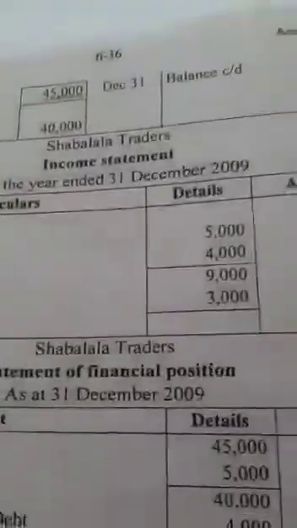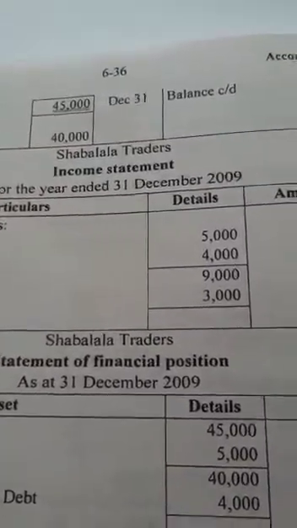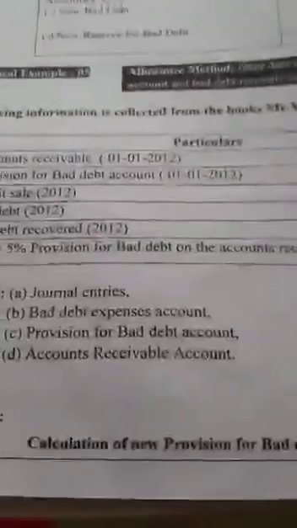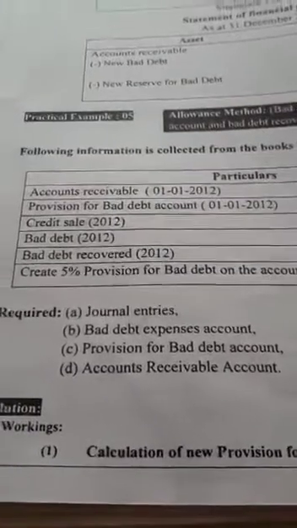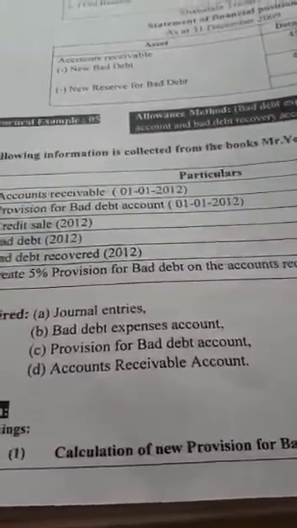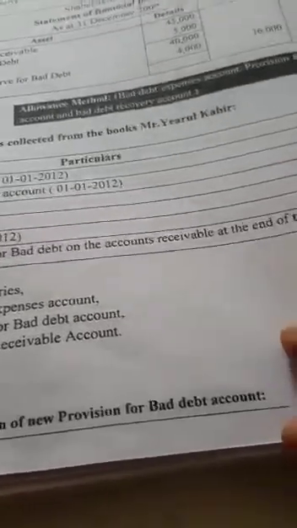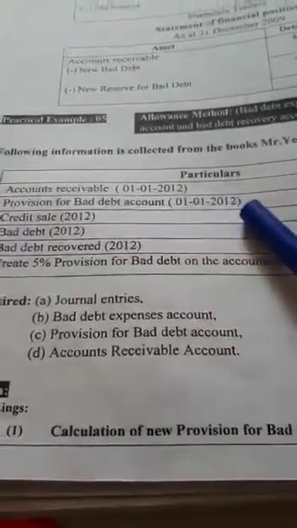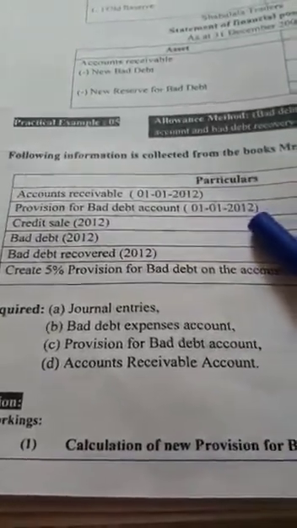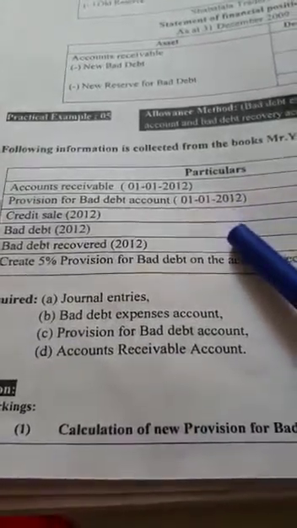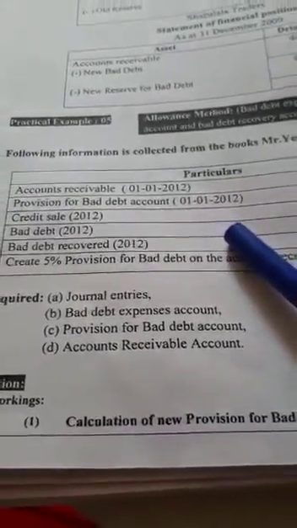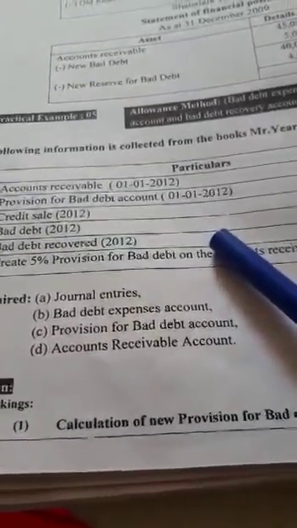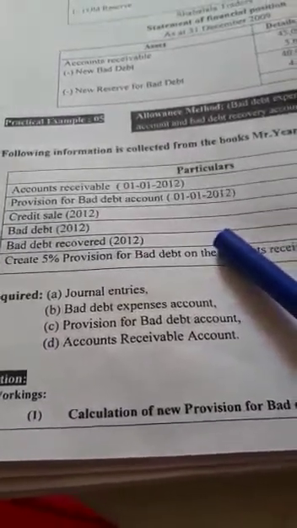Okay, so this is page 636, practical example 5. Look at the question. Accounts receivable is given on 1st January 2012, then the provision for bad debt is given, that is the old provision, then credit sales are mentioned here, then bad debt, this is the new bad debt, and bad debt recovered in 2012, another new clause, also came.